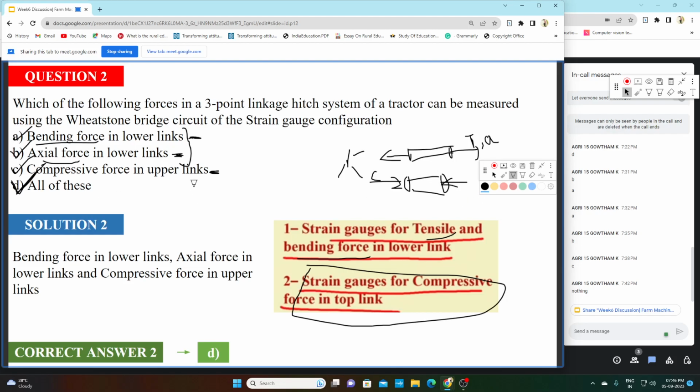And what is your bending force? This is your bar, and it has a center line. From this center line, if we are bending the substance like this and like this, that force is known as bending force. So these are the 3 forces: tensile force or axial force, compressive force, and bending force. Okay, sir, I understood, sir.